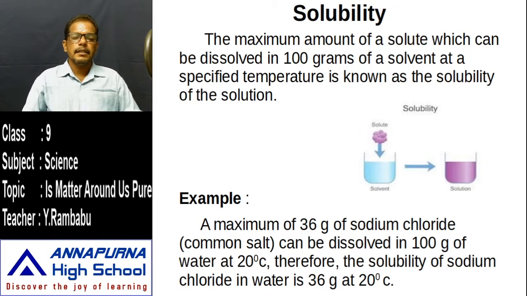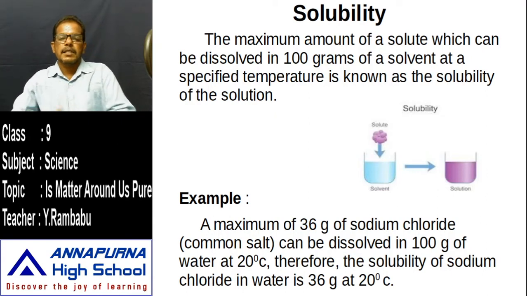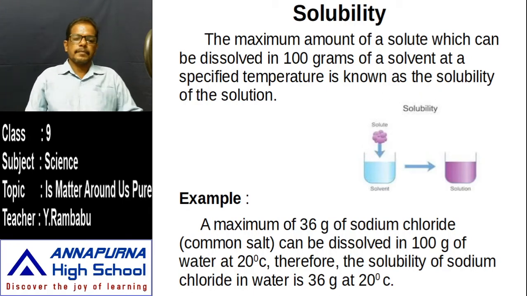What is this activity? In a glass beaker, 100 grams of water is taken, and take some amount of sodium chloride. Sodium chloride means common salt. First, add some amount, say 6 grams. We already measured the mass, 6 grams each. First add 6 grams of sodium chloride. Stir well, that dissolves, means it disappears.